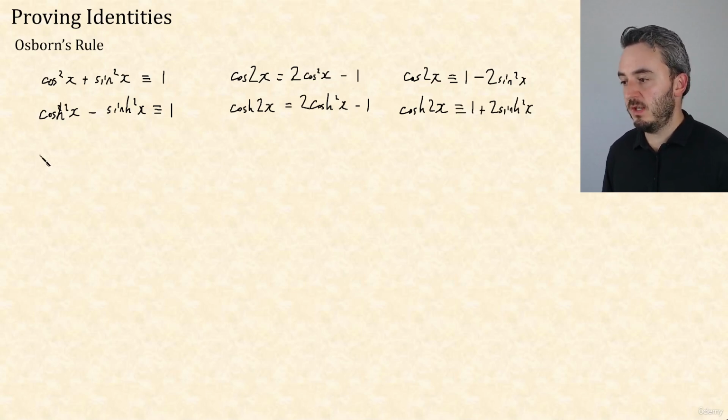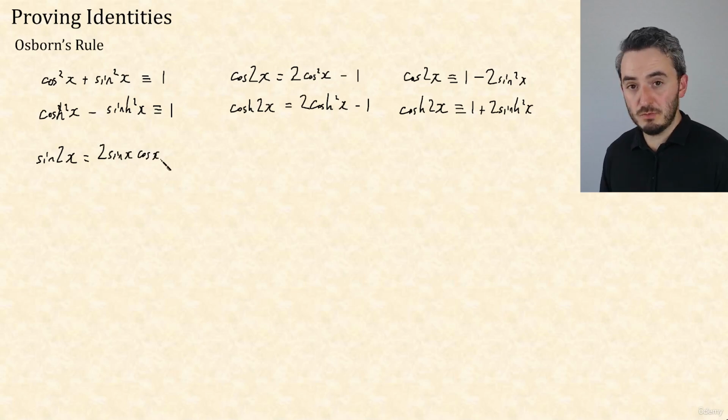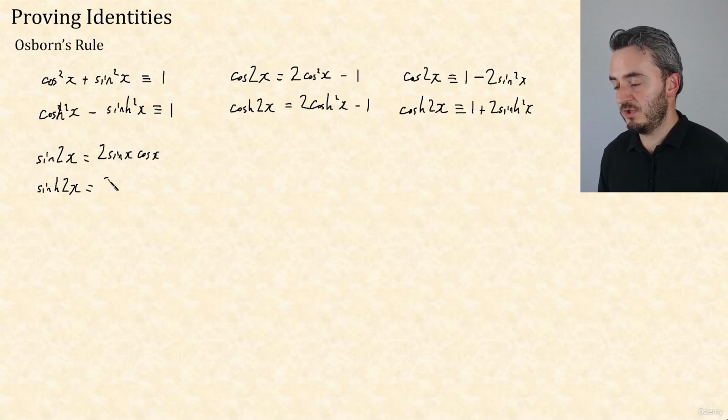What are some other identities that we know? Well, take the sine double angle. Sine 2x is 2 sine x cos x. Well, there's no squared sine term there, and that means that sinh 2x doesn't change. It's 2 sinh x cosh x.